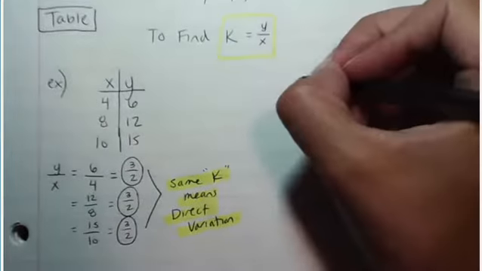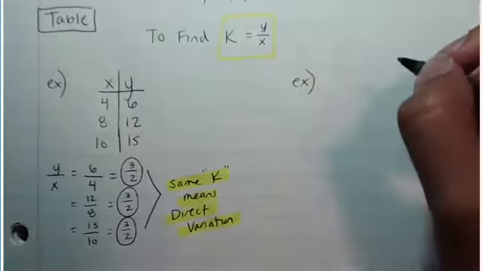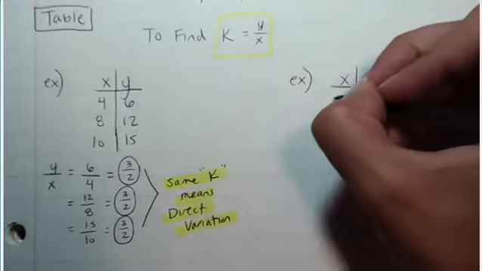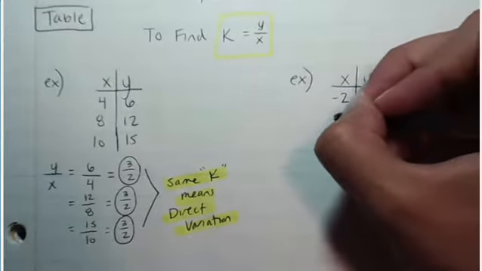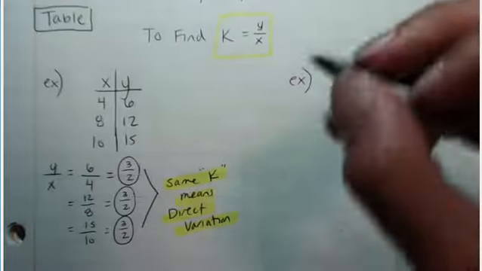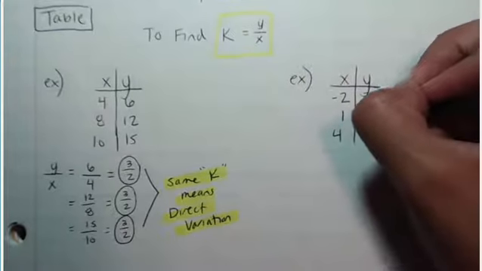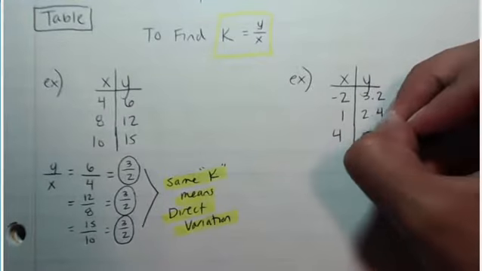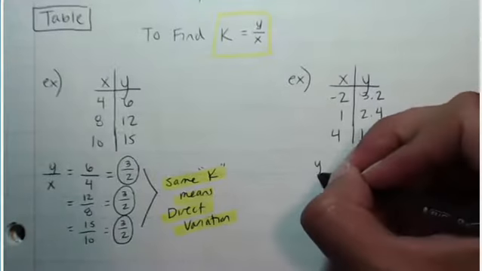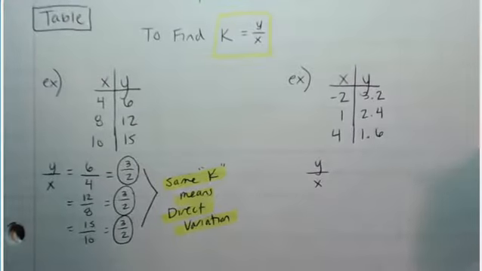Okay, let's look at another table. Let's go ahead and copy this down. Let's do negative 2, 1, and 4 for the x values. And then 3.2, 2.4, and 1.6. So again, to determine if this is a direct variation, I'm going to use y over x. Change of y, change of x.